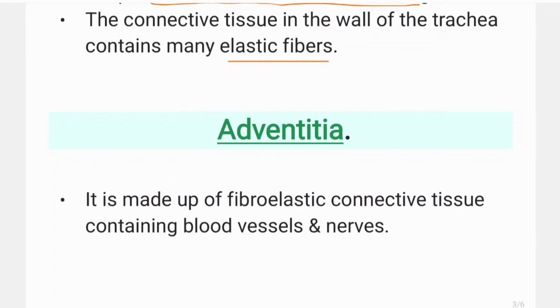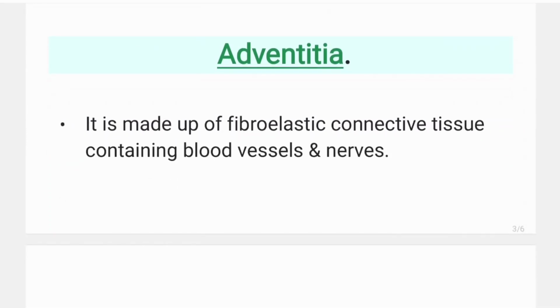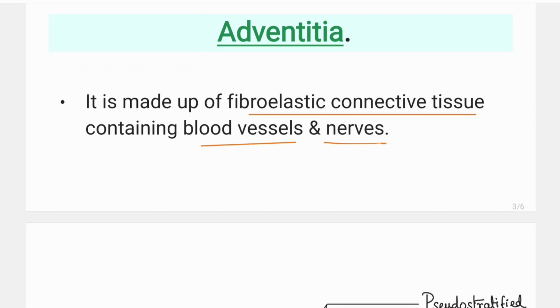Our next layer, the outermost layer, is the adventitial layer, and this layer is made up of fibroelastic connective tissue containing some blood vessels and some nerves. So we'll see all these things in the diagram.